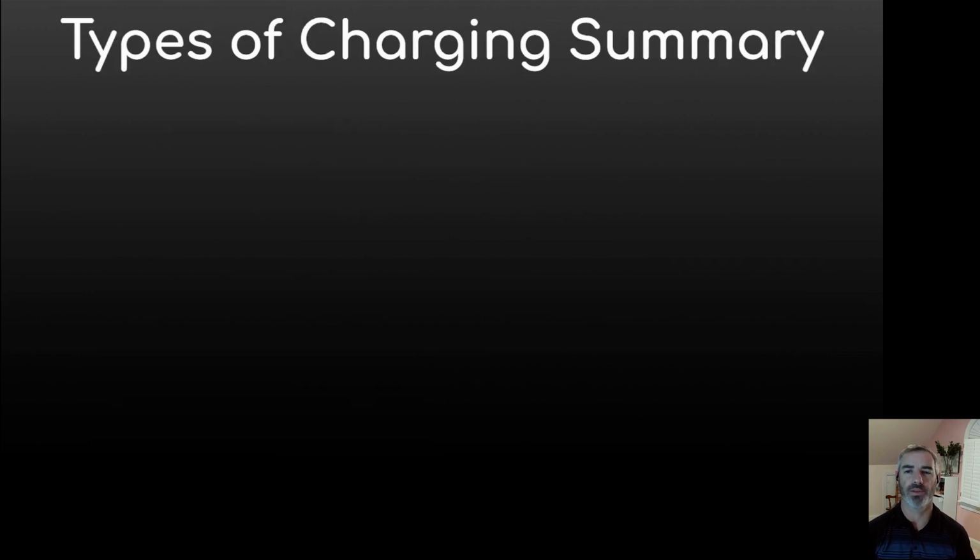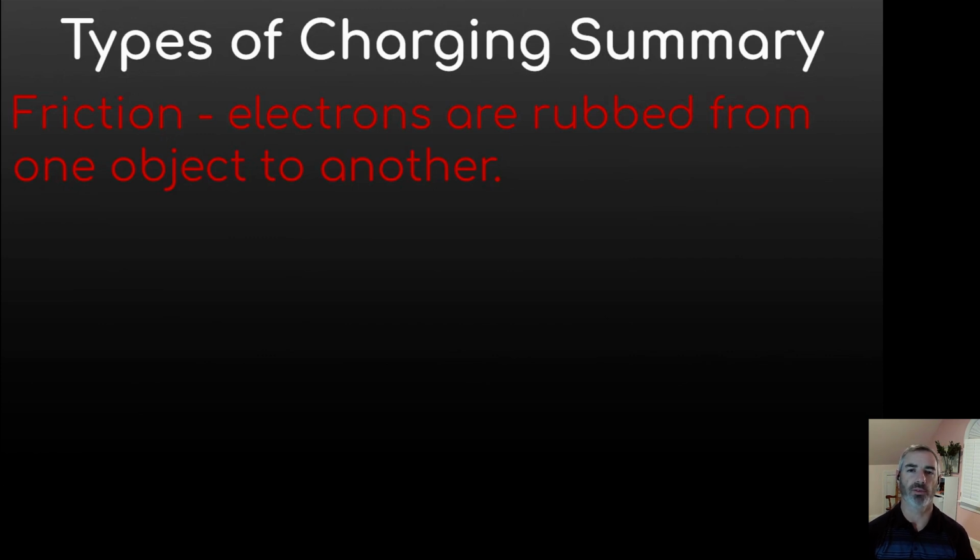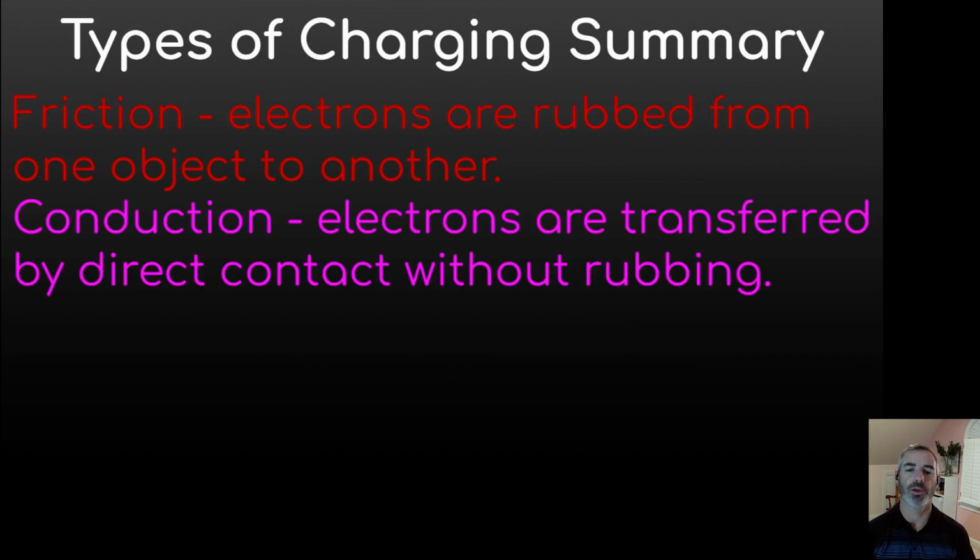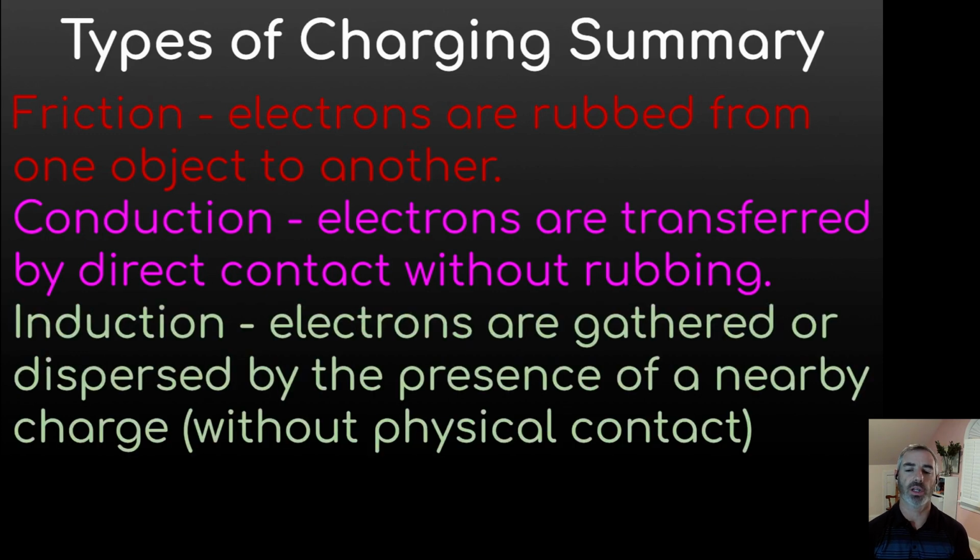So here's the summary of the charging types. Friction is from objects rubbed or ripped apart, so the electrons are ripped from one object to another. Conduction is electron transfer through direct contact between two conducting objects, or a conductor and an insulator. In induction, the electrons are gathered or dispersed by the presence of a nearby charge, and there's no physical contact, and those have to be with two conducting objects or one conducting object.